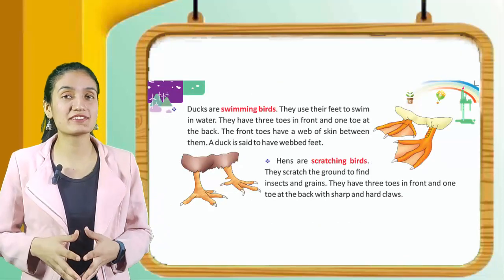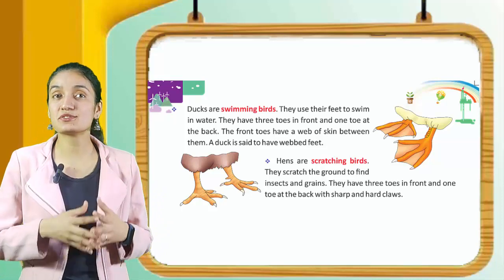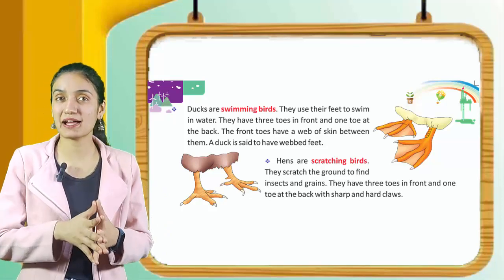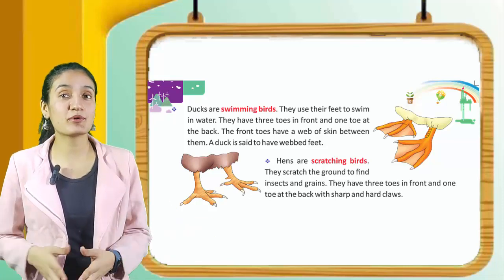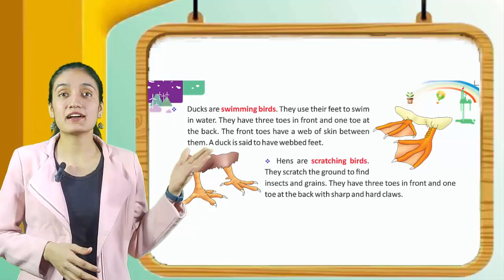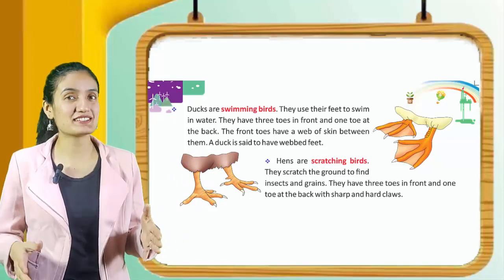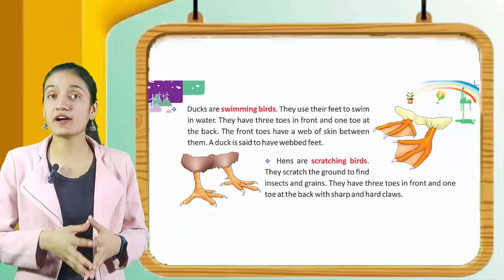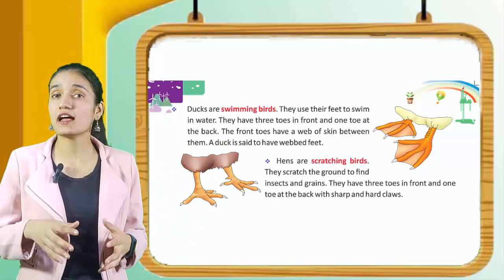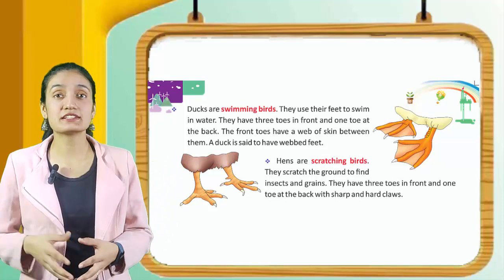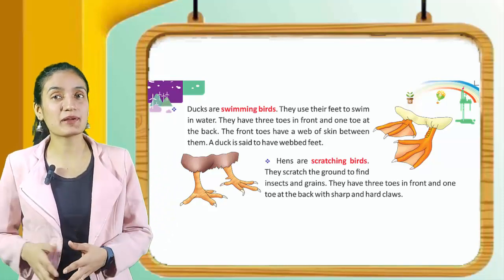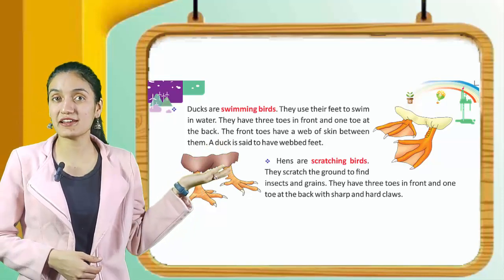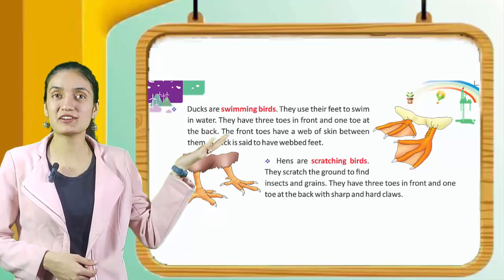Ducks are swimming birds. They use their feet to swim in water. They have 3 toes in front and 1 toe at the back. The front toes have a web of skin between them. A duck is said to have webbed feet. Hens are scratching birds. They scratch the ground to find insects and grains. They have 3 toes in front and 1 toe at the back with sharp and hard claws. So students, you can see the different kinds of feet in different kinds of birds.